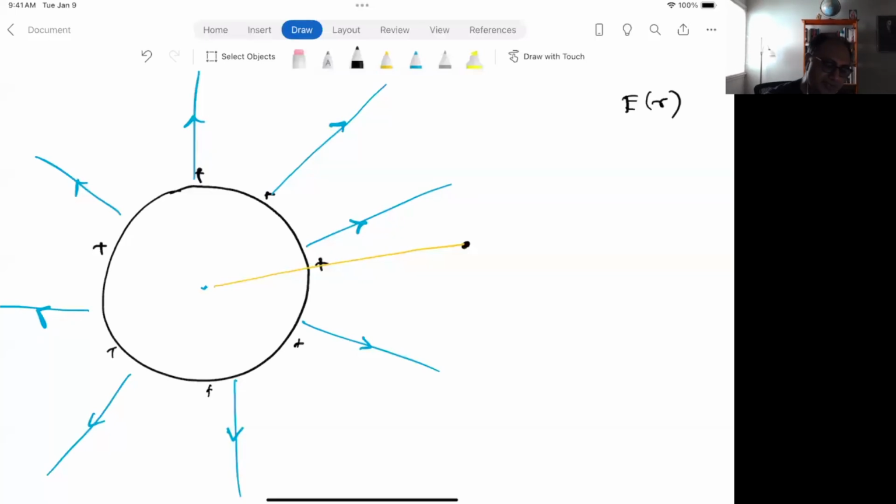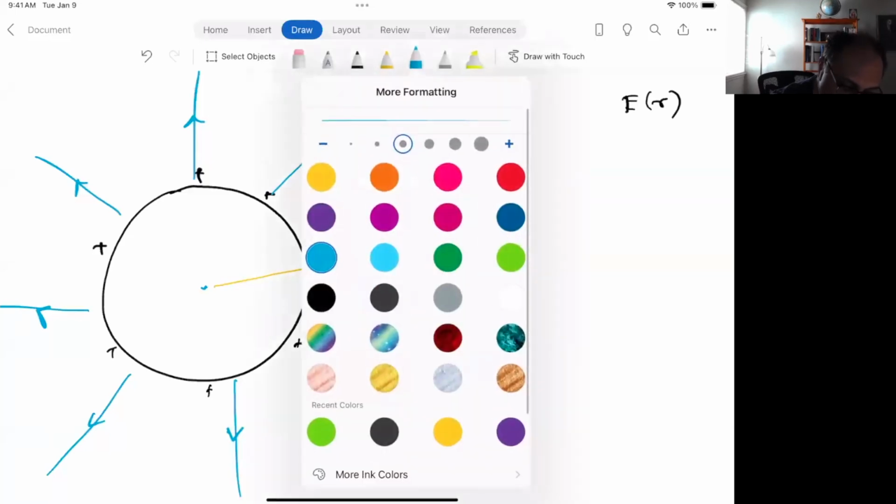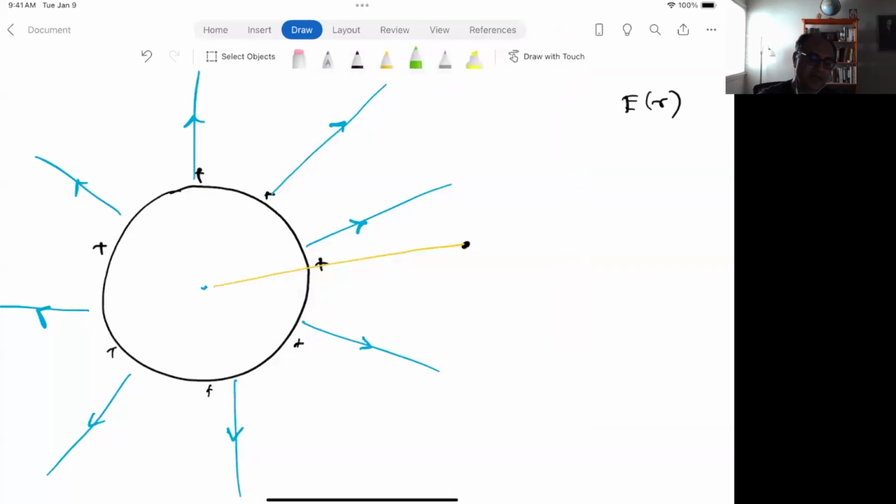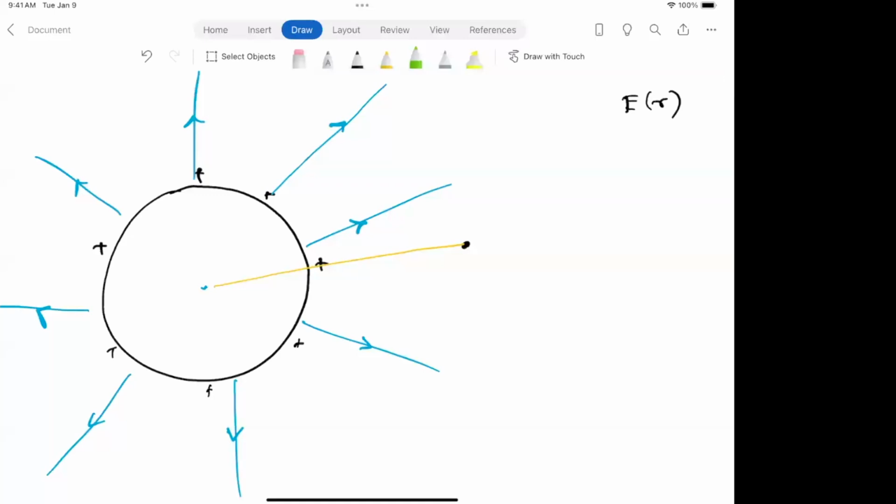What we do is draw a Gaussian surface passing through that point. That's a very important choice, what Gaussian surface you draw. When you have spherical symmetry, what shape do you think the Gaussian surface should have? A sphere. Yes, absolutely. It should be a sphere.